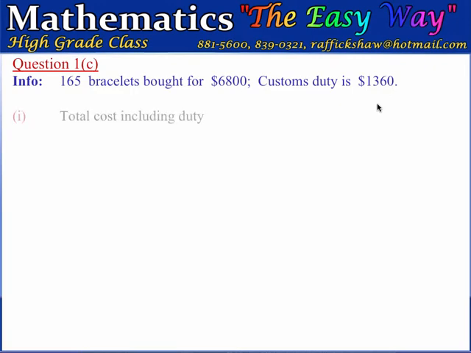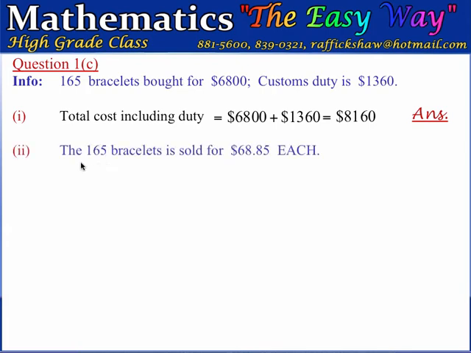And the first part wants us to calculate the total cost of the purchase including duty, the total cost inclusive of the duty charge. And so the total cost of the purchase is the $6,800 here plus the customs duty of $1,360. So that's an easy calculation. We're just adding these two numbers, and the final result there is $8,160. So that's the total charge for purchasing the 165 bracelets, inclusive of the customs duty. Let's move down to part 2.